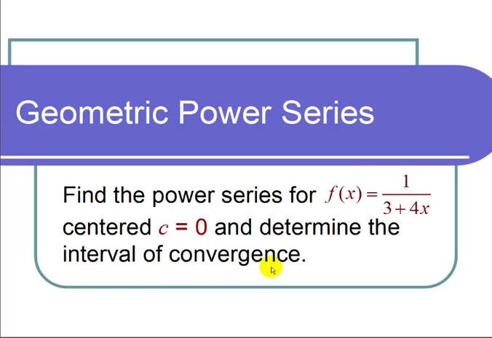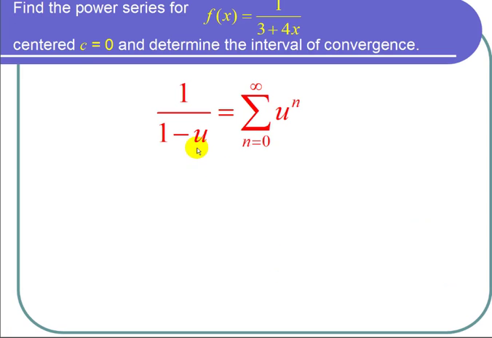So first, let's recall the formula for the geometric series. What that says is that 1 over 1 minus u is equal to the summation from n equals 0 to infinity of u to the nth power. Now, I don't have 1 over 1 minus u, but I have something pretty close to it.